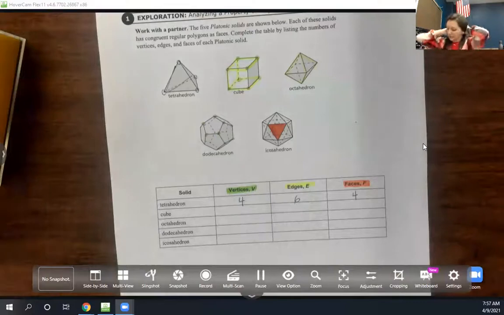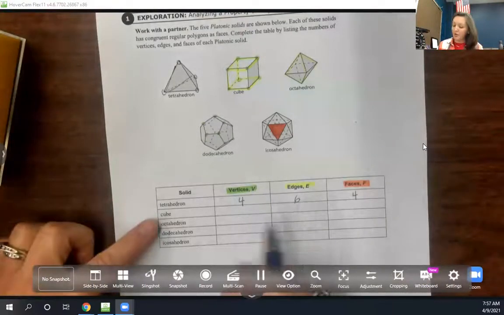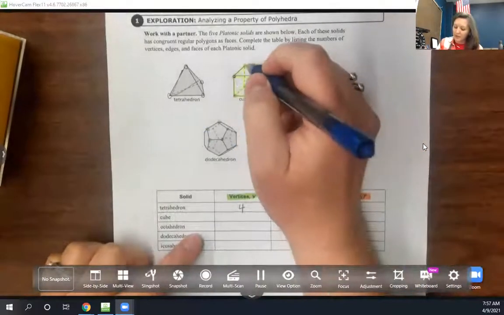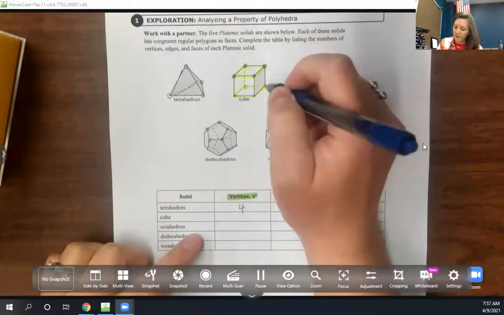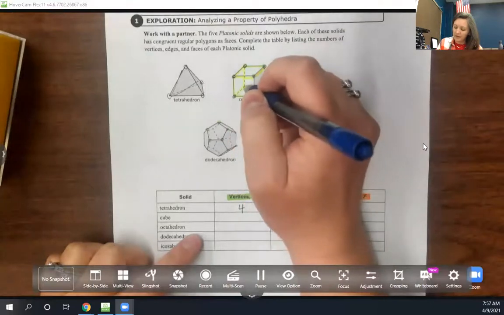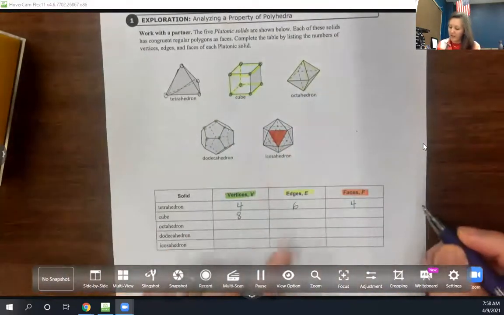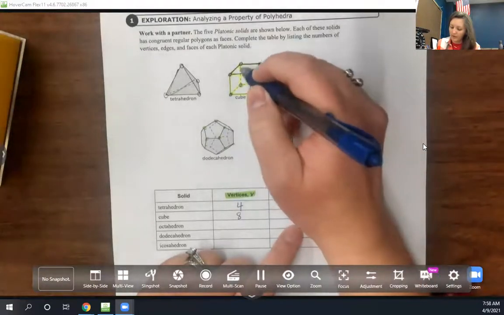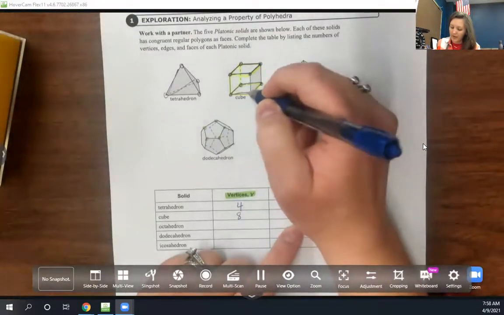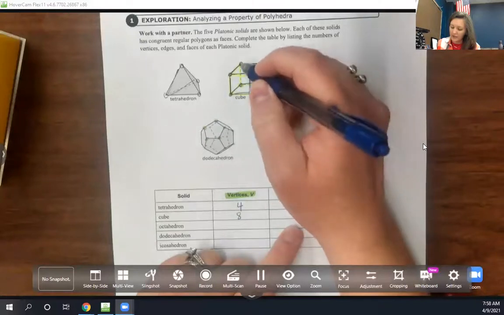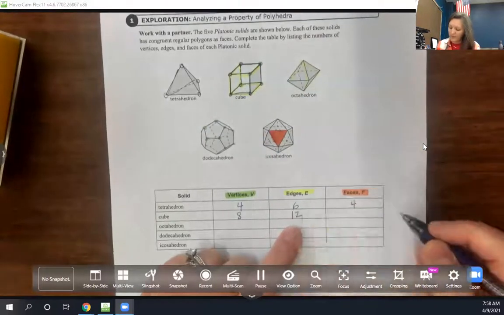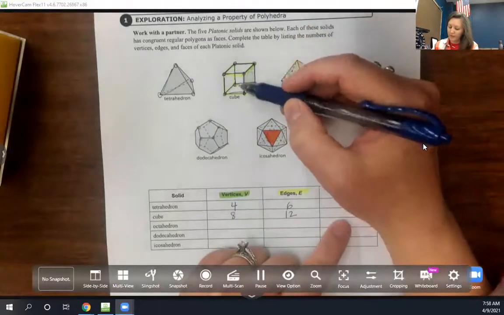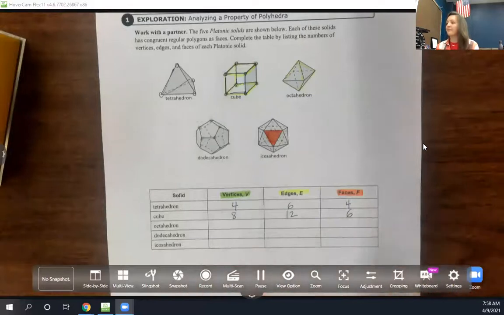So there's your tetrahedron. Cube, this is the one that we're going to be mainly working with. Vertices, 1, 2, 3, 4, 5, 6, 7, 8. Edges, 1, 2, 3, 4, 5, 6, 7, 8, 9, 10, 11, 12. And then faces here, we have 1, 2, 3, 4, 5, and 6 faces.